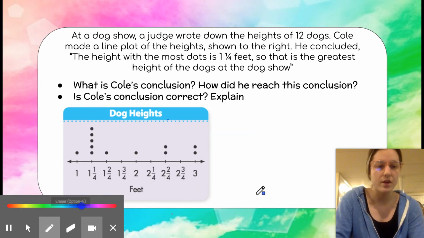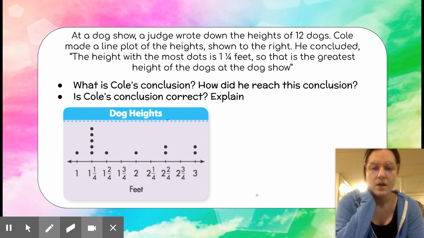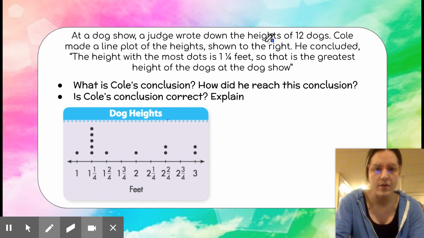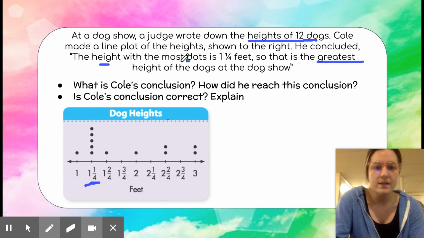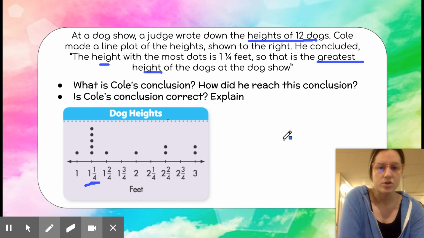Okay, here's another one I want you to try with me. At a dog show, a judge wrote down the heights of 12 dogs. Cole made a line plot of the heights shown below. He concluded the height with the most dots is 1 1/4 feet. So that is the greatest height of the dogs at the dog show. So let's read that again. He concluded the height with the most dots is 1 1/4 feet. So that is the greatest height of the dogs at the dog show.